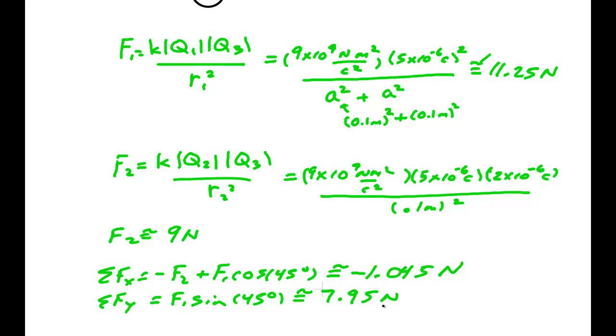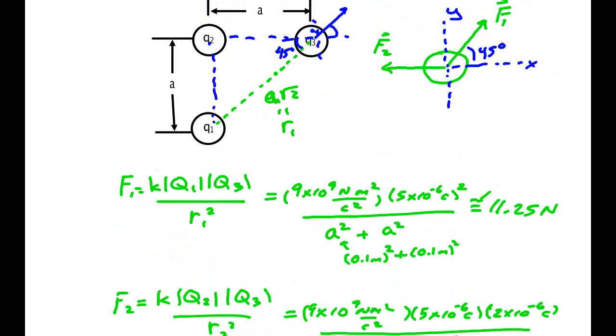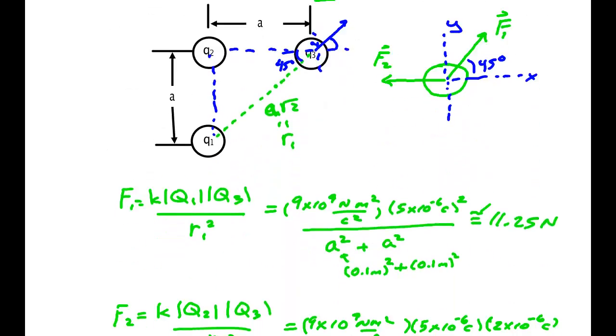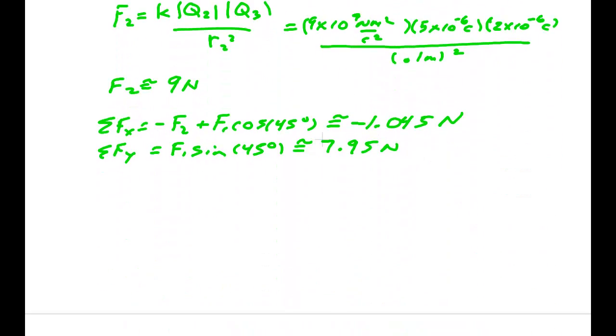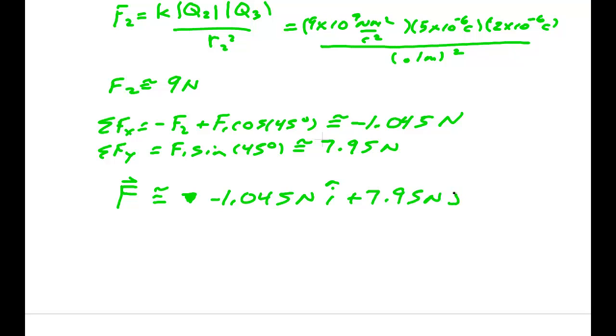So the answer to the problem, if all they asked me was find the force, they didn't say find the magnitude or anything, said find the resultant force, then the answer to the problem is minus 1.045 newtons i hat plus 7.95 newtons j hat. That's the answer.